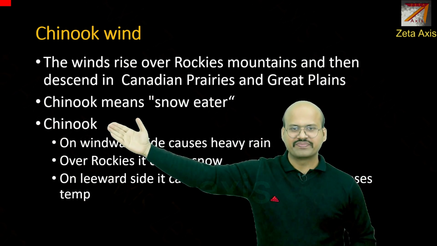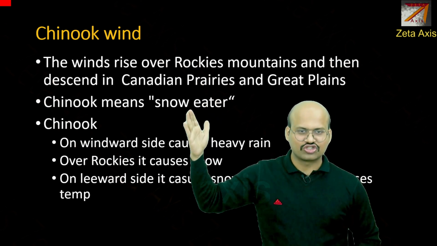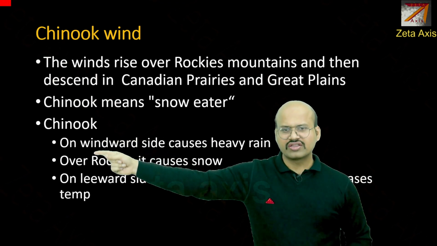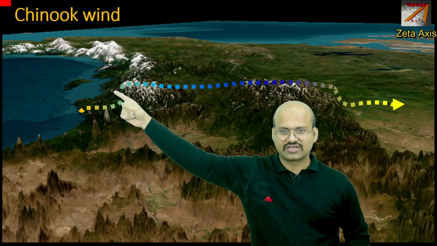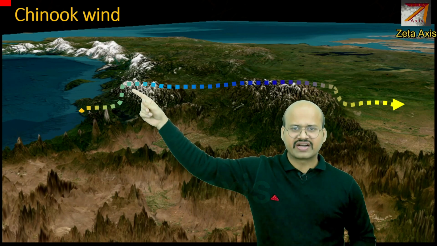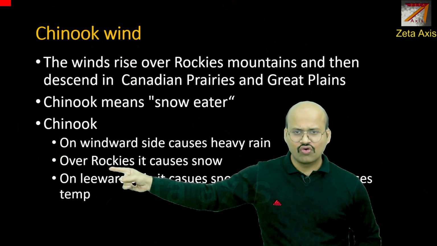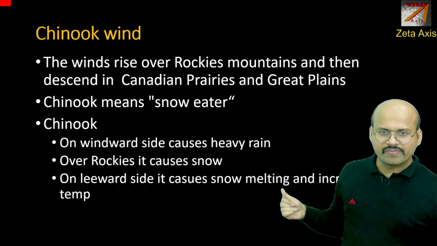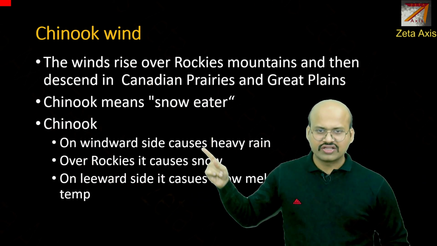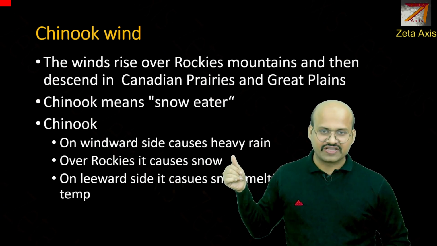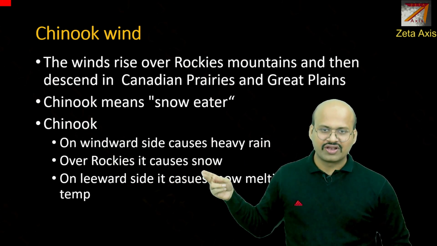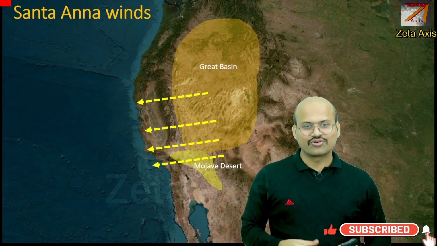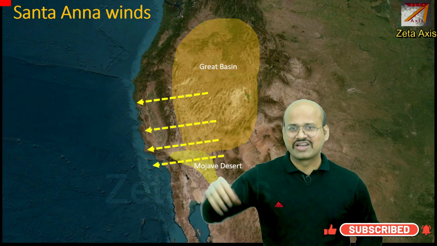The word Chinook means snow eater. However, there are certain sources which contest this meaning. Then the Chinook on the windward side, that is when it is approaching the mountain, will give a lot of rainfall as we discussed. Over the Rockies it causes snow, and on the leeward side when it descends it causes snow melting. So you can see that a single wind has all these three characteristics. On one side it gives rainfall, over the mountains it will give snowfall, and then when it descends it will cause snow melting. Now let's look at the third type of katabatic winds, which are called Santa Ana winds.